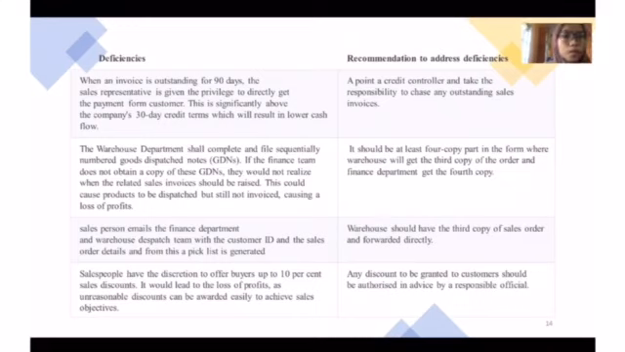Next is the salesperson emails the finance department and warehouse dispatch team with the customer ID and the sales order details, and from this a pick list is generated.